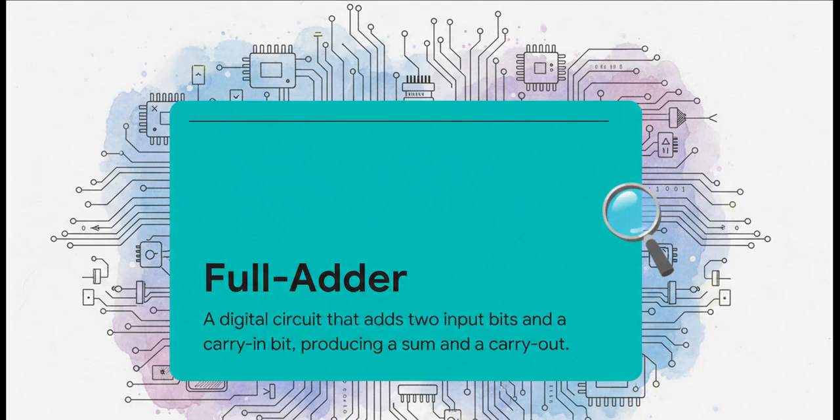Well, believe it or not, it all starts with this tiny, ingenious little circuit called a full adder. This thing is the most basic building block of all computer math. All it does is add three single bits together. The two bits you want to add, plus any carry from a previous addition, and it spits out the sum and a new carry bit.